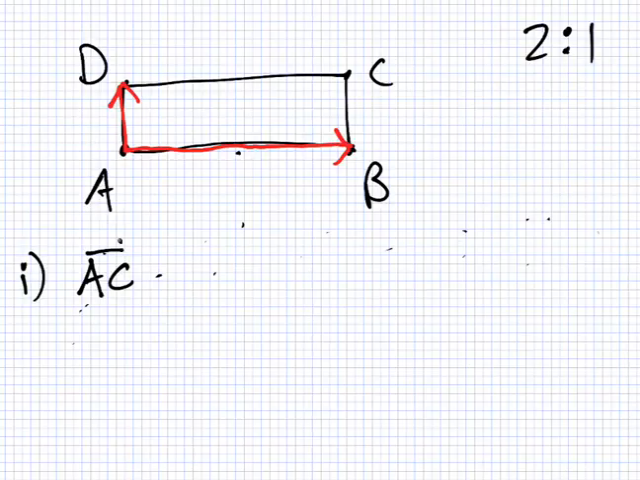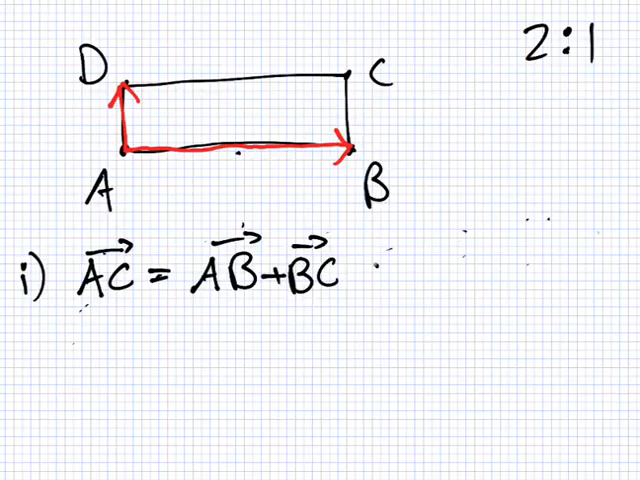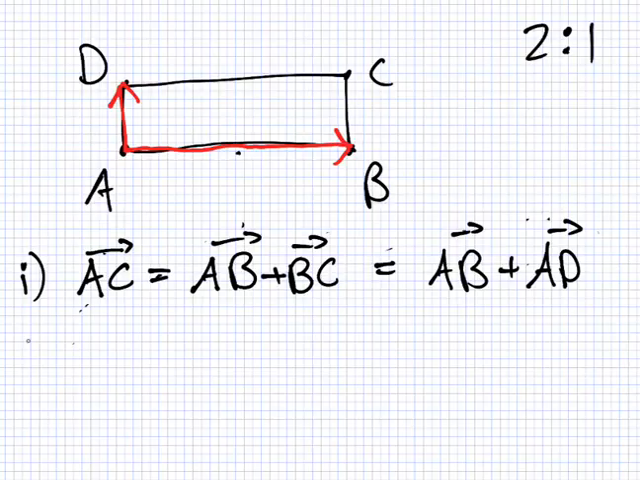Now if you look at this, you could say AC is the same as, look closely, AB plus BC. But BC is the same as what vector? AD. So you could say this is AB plus AD. So that's the answer for that one.